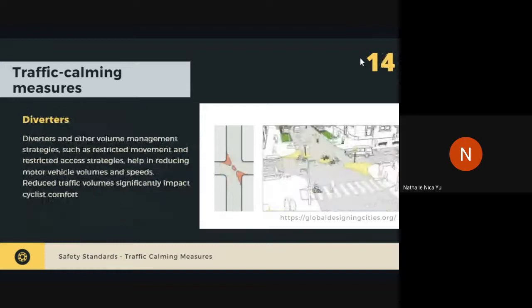Okay, diverters. Diverters and other volume management strategies such as restricted movement and restricted access strategies help in reducing motor vehicle volumes and speeds. Reduced motor vehicle volume significantly impacts cyclist comfort. So this is just for inclusivity. We can also provide safety for the cyclists as well.